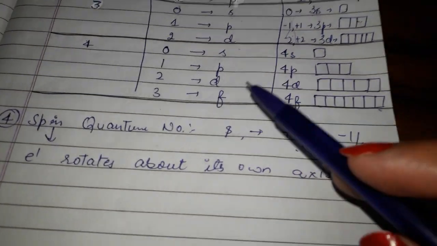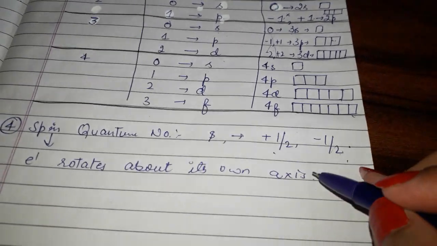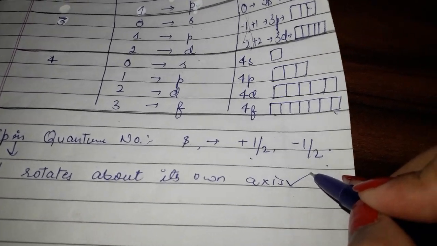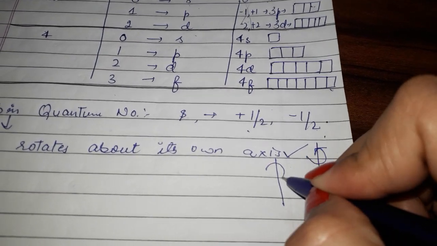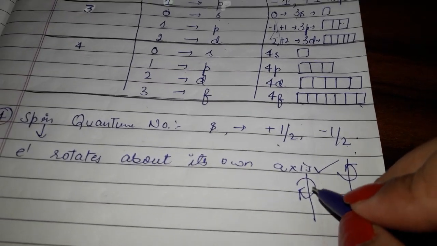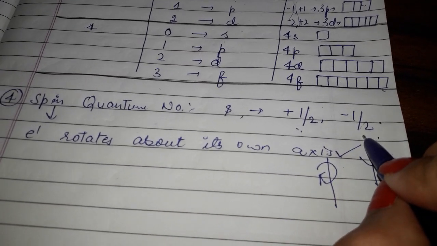Now the last quantum number is the spin quantum number. It is written as s. Every electron rotates about its own axis. It can rotate in clockwise direction or anti-clockwise direction. So there are two spins of the electrons, plus half or minus half.